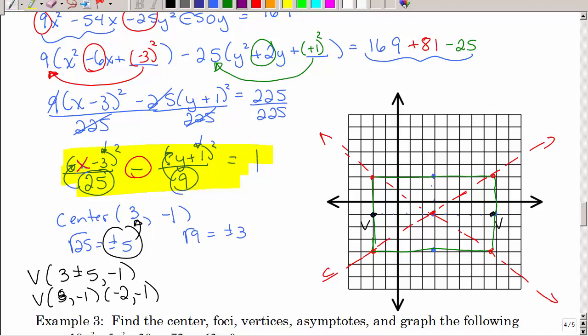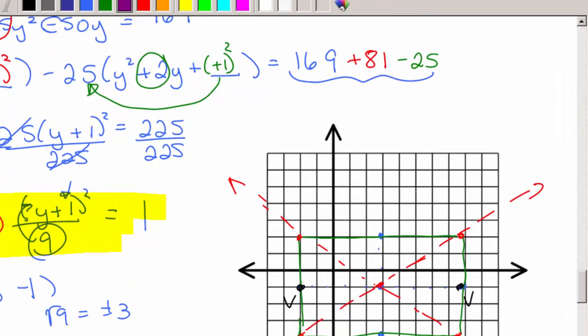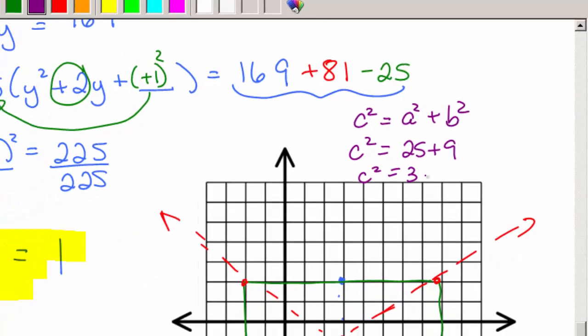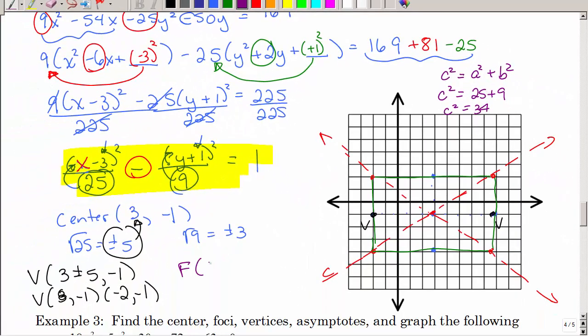Now I need to find my foci. So my foci is c squared equals a squared plus b squared. So those are just your denominators. So I have my center, and I plus or minus the square root of 34, and the y-coordinate stays the same.